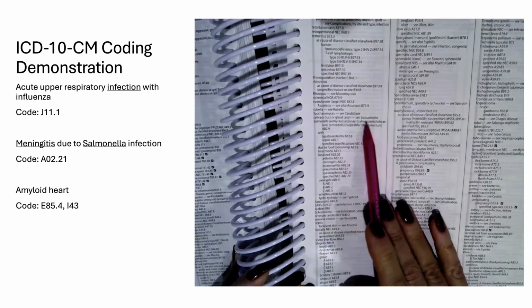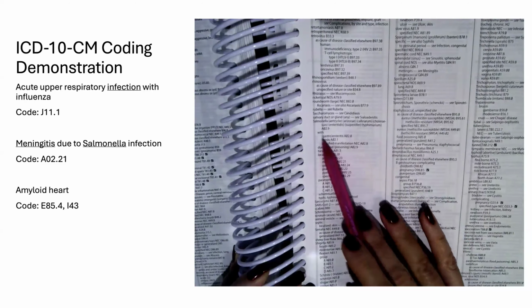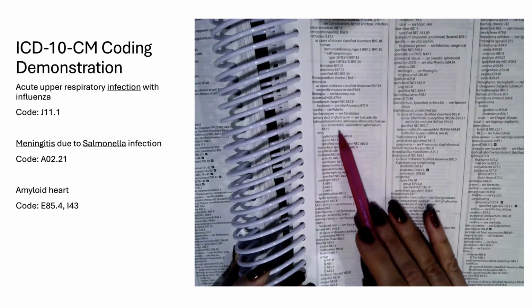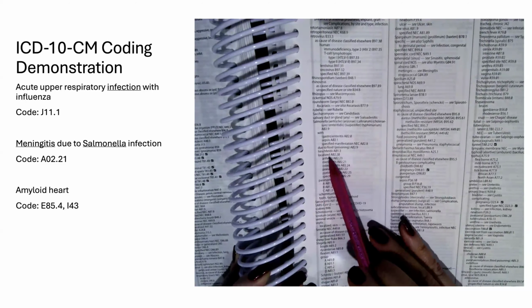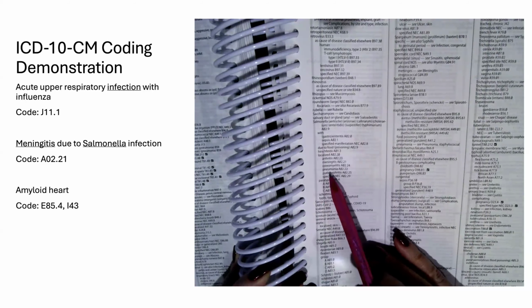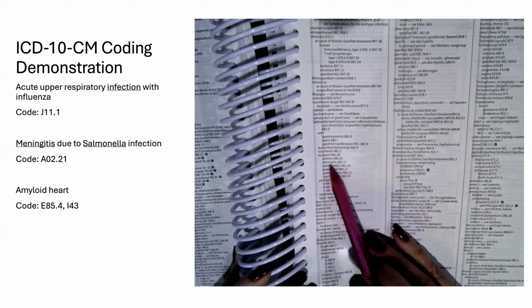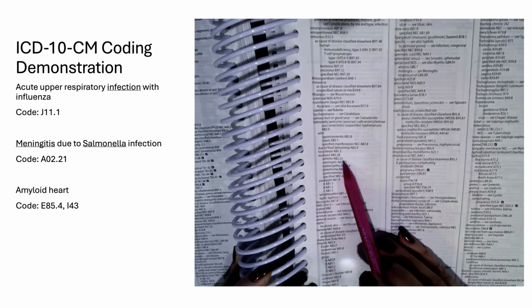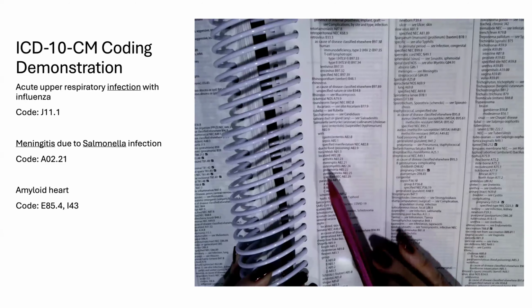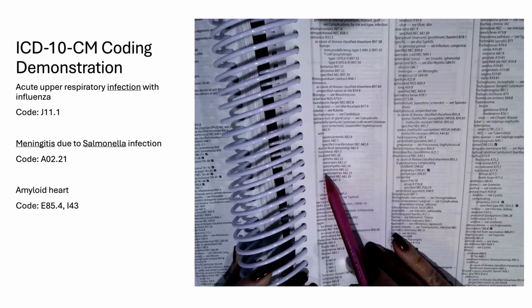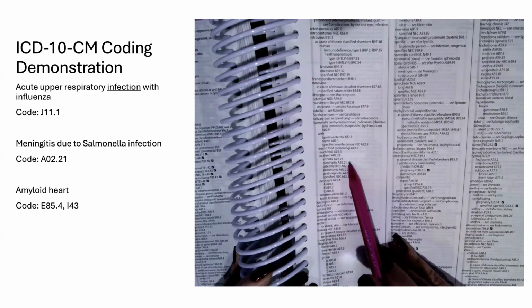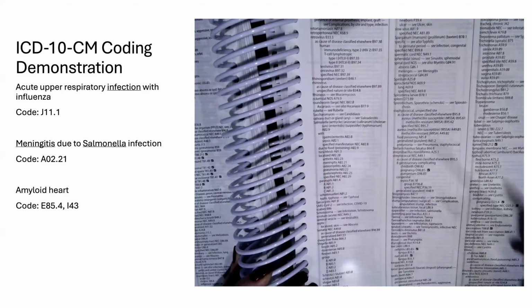So that's not a non-essential modifier, with meningitis isn't listed there. A localized, so the meningitis would be the localized type of manifestation for the salmonella infection. So there we go, salmonella localized, and then we have meningitis right here. And it's the same code, A02.21. So again, more than one way.